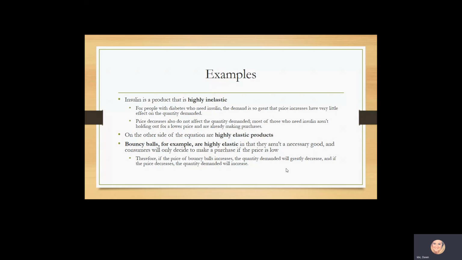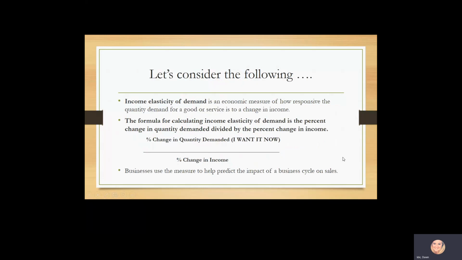The demand goes up or down depending upon if it's cheap or if it's expensive. No one's going to buy their kid a $100 bouncy ball, right? That would be ridiculous. But if it's $1, everyone's like, okay, in order to get this kid to be quiet, let's get them a bouncy ball.